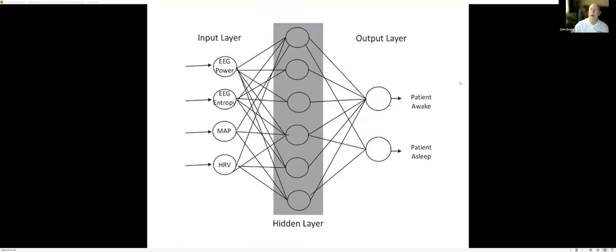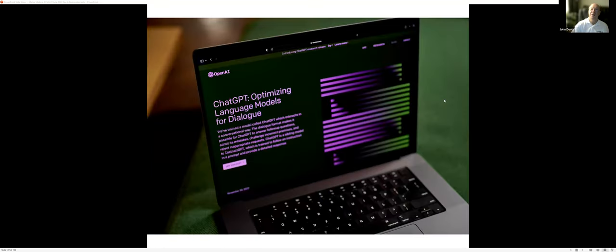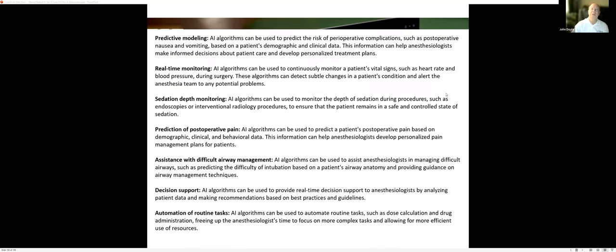So an example might be in anesthesia. After multiple trainings, we look at the power of the electroencephalogram, the entropy of the electroencephalogram, the mean arterial pressure, and heart rate variability. And this data goes in to establish whether the patient is awake or asleep, just as an example. Now let's take a look at ChatGPT as an example, because since November, it has really changed the face of artificial intelligence. It is a large language model, and there's lots to know about it.